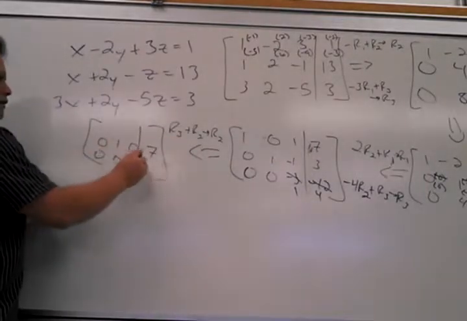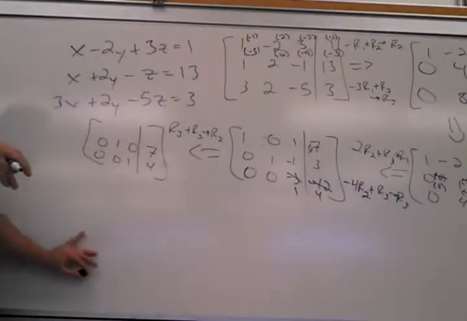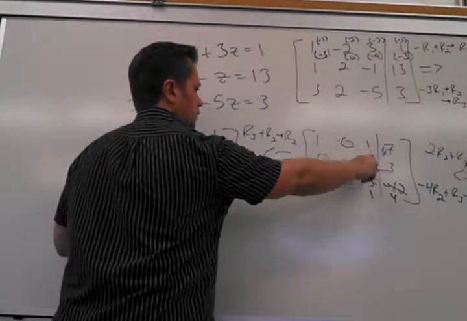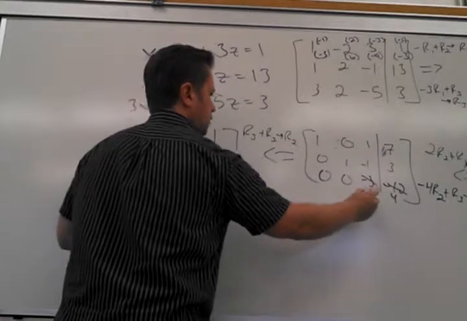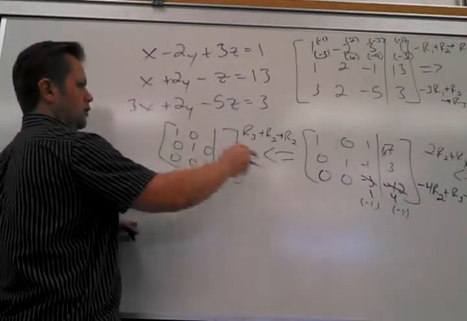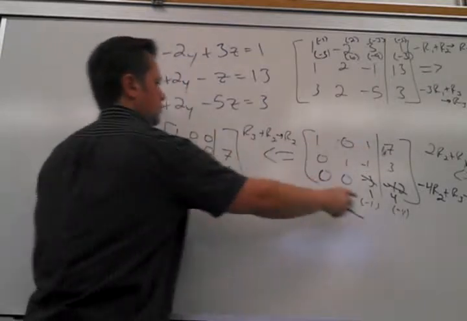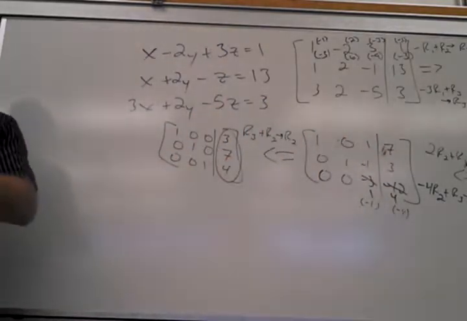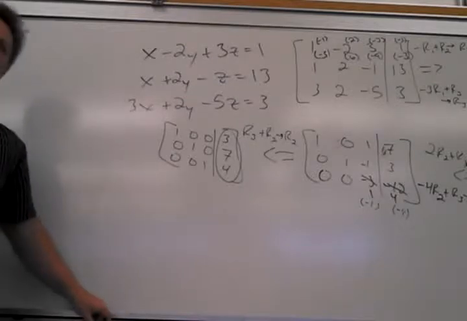The bottom row is going to stay the same because it's already where it wants to be. And of course, how do I kill this one? Add it with, actually, yeah, subtract that one. Yeah, so -1, -4. So then I get 1, 0, 0, 3. So your answer should be 3, 7, 4. Crazy. Now let's do it in the calculator.